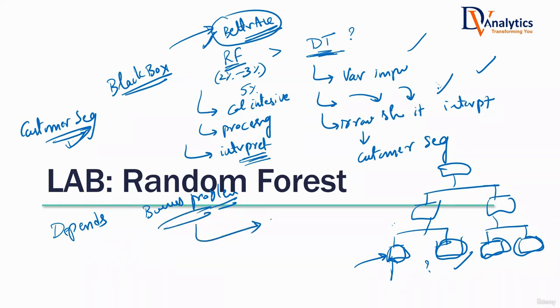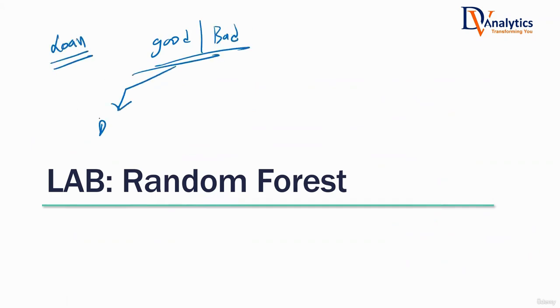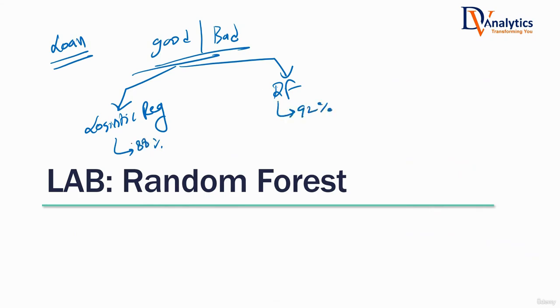Imagine you are building a model that will predict whether a customer is a good customer or a bad customer before giving a loan. Let's say you built logistic regression versus you built a random forest. With logistic regression, you predicted whether a customer is a good customer or bad customer. You got 90% accuracy or 88 only. With random forest, you got 92% accuracy. Now these models that you have built that will predict whether a customer is good or bad, these are credit scoring models.